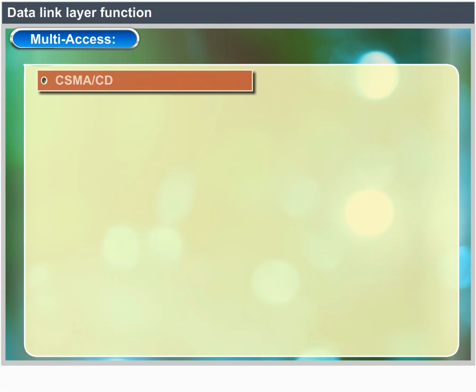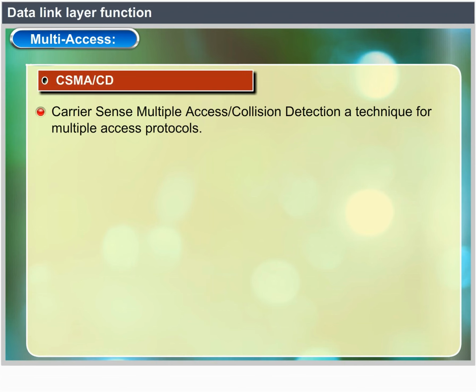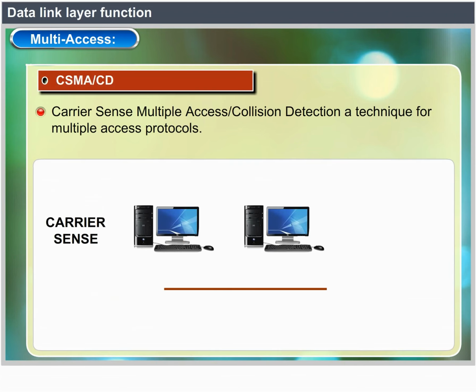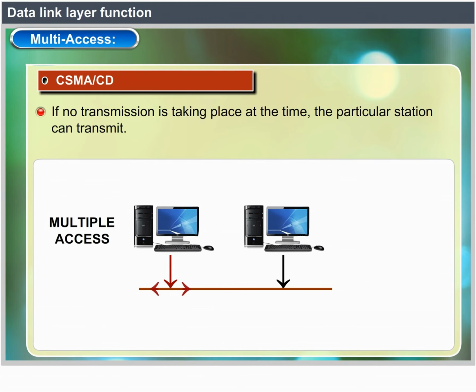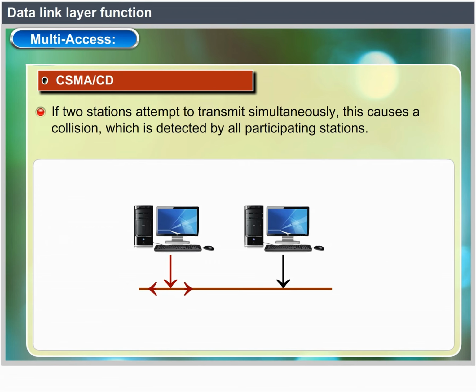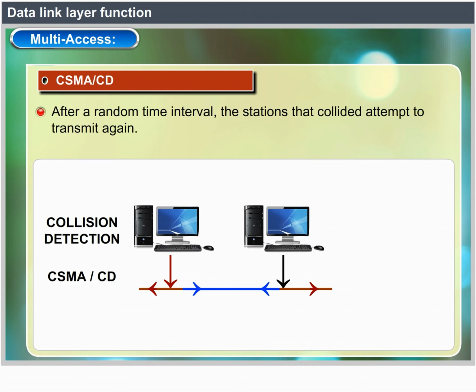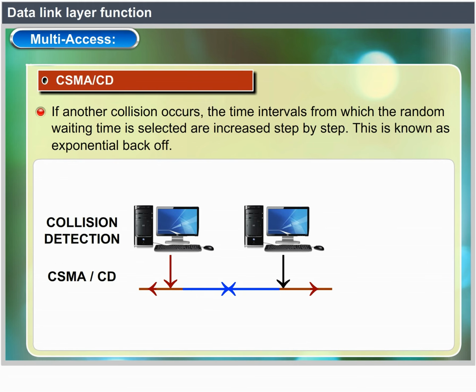CSMA/CD. Carrier sense multiple access with collision detection is a technique for multiple access protocols. If no transmission is taking place at the time, the particular station can transmit. If two stations attempt to transmit simultaneously, this causes a collision, which is detected by all participating stations. After a random time interval, the stations that collided attempt to transmit again. If another collision occurs, the time intervals from which the random waiting time is selected are increased step by step. This is known as exponential backoff.